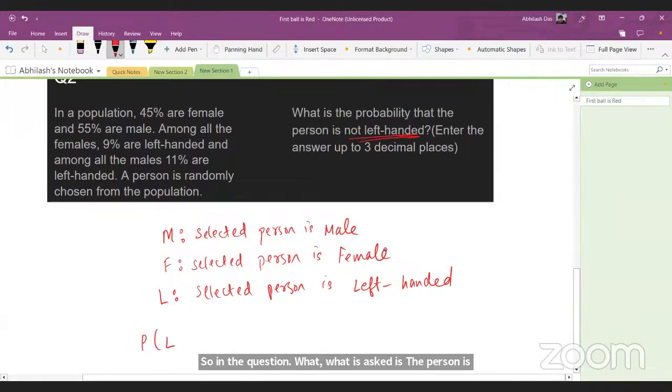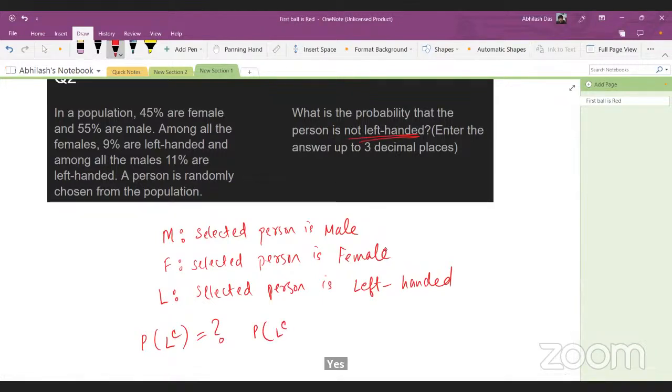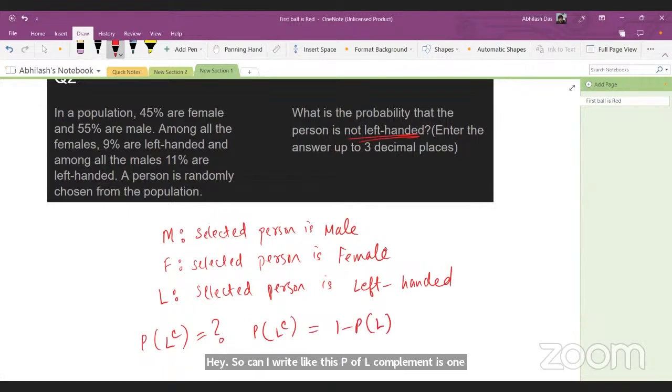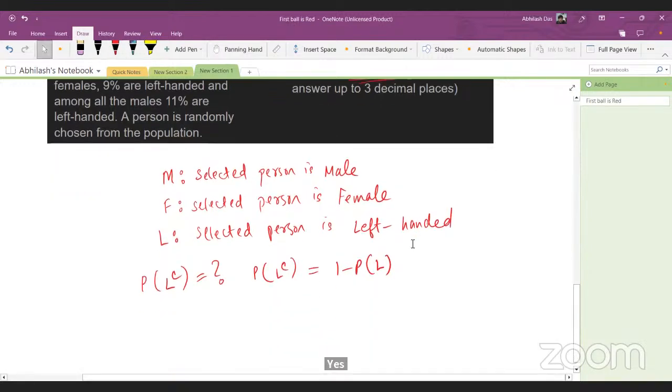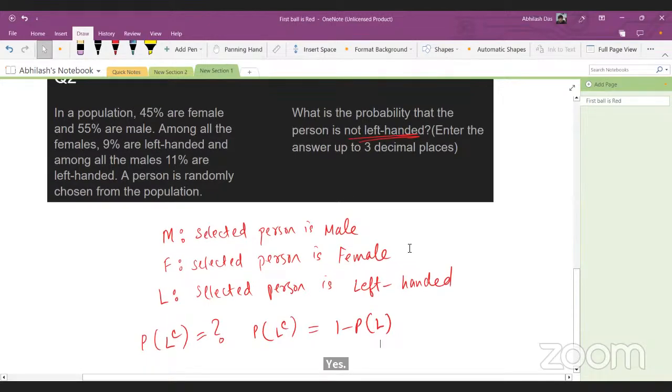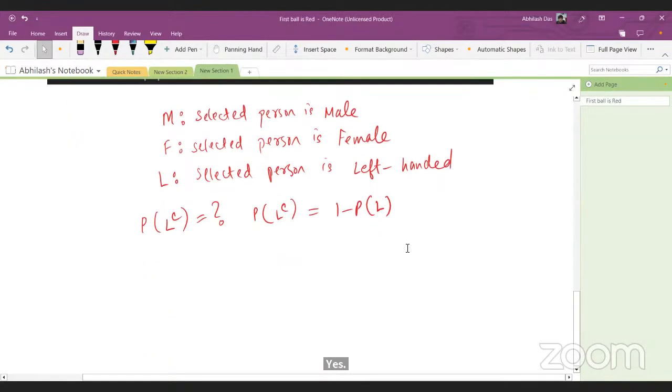In the question, what is asked is that the person is not left-handed, right? So the question is asking for P of L complement, right? So can I write it like this: P of L complement is 1 minus P of L. If I find the probability of the person who is left-handed and subtract it from 1, I'll get the probability of the person who is not left-handed, right?